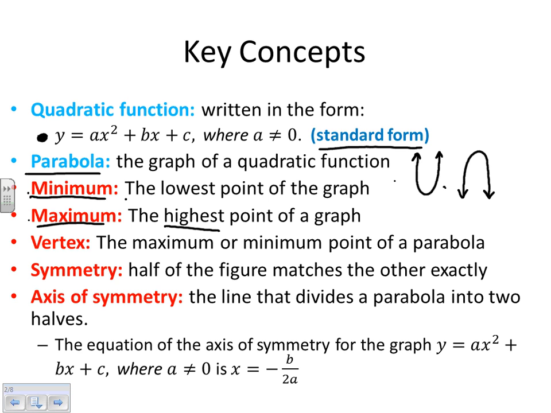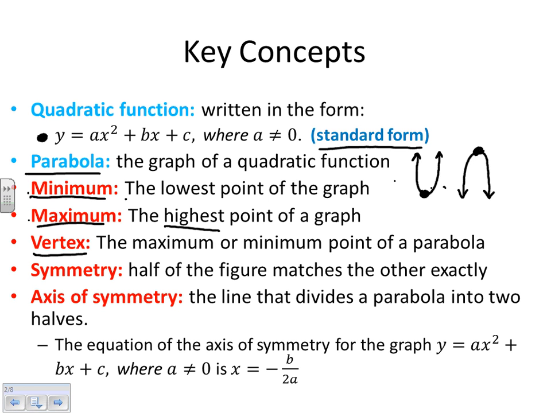And over here on my makeshift parabolas, this is what's considered a minimum, which is the lowest point of a graph. Maximum would be on this little tiny graph over here, and that would be the highest point of the graph. All right, and then we've got vertex, which is the point of the parabola, which is either the maximum or the minimum. And these points right here, this is called the vertex.